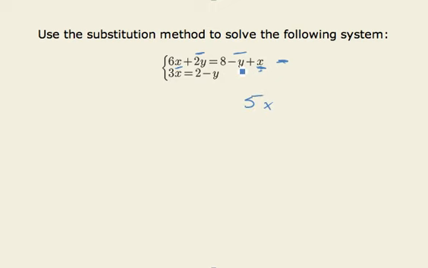Let's go ahead and add y to both sides. If I add y to this side, the y goes away. If I add y to that side, I have a 3y. And then I still have an 8 left on the right-hand side. There we go. This equation only has one x and one y.